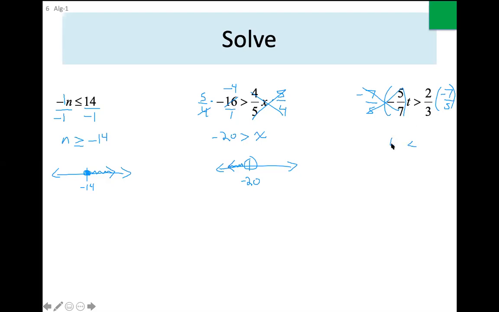Okay, so t's on the left side, and on the right side, 2 times -7 is -14, and 3 times 5 is 15, so I get -14/15. I already flipped that inequality, I don't need to worry about it. Is it open or closed circle? It is an open circle, and t is smaller, so shade left. And we're done.